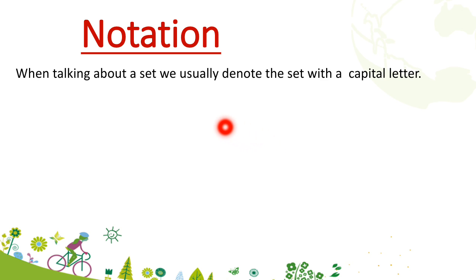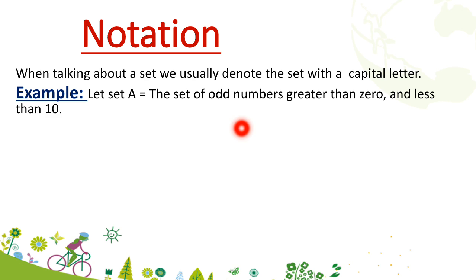For sets, we usually denote the set with a capital letter. For example, we want to write the set of odd numbers that are greater than 0 and less than 10. The notation we are going to use to represent this set is capital A. The set is always denoted with a capital letter. This is the form in which we list all the elements of the set. This notation is also known as tabular form. Here we have listed all the elements of this set, which is 1, 3, 5, 7, 9.